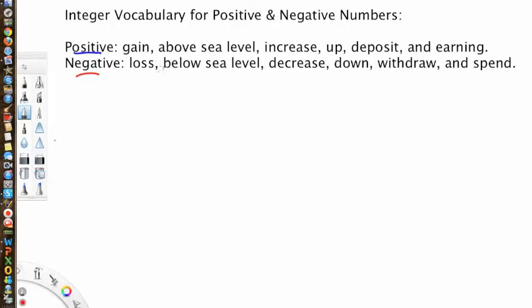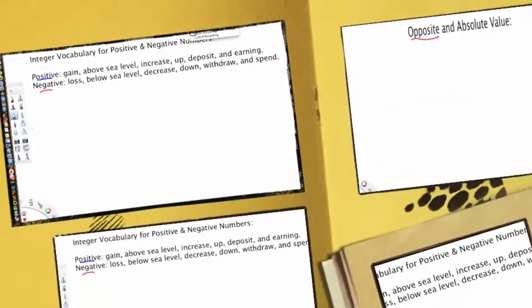Negatives, on the other hand, are loss. If you lose something, something that you had is gone. It's taken away because you lost it. Below sea level, that's a negative. Decrease, or going down. Those two things are negative. And withdraw, when you withdraw, you're taking money out of your account. You're subtracting money. That's a negative. And when you spend money, you end up having less money. The money is going away. It's being taken away. You're spending it. Bye-bye. I think we have the idea. There's some key vocabulary. Know it well.